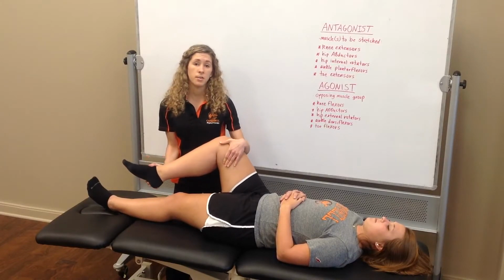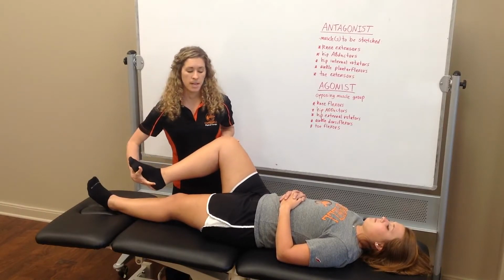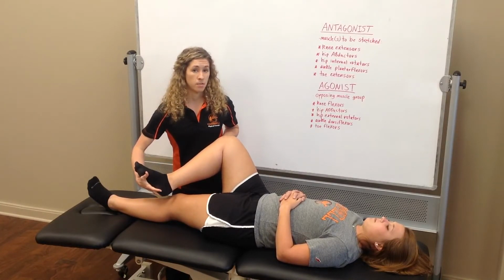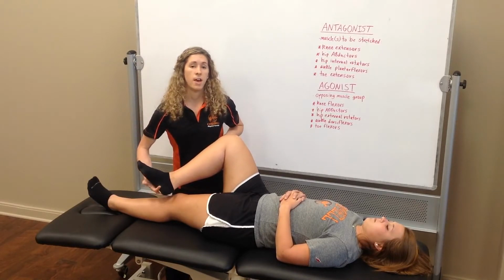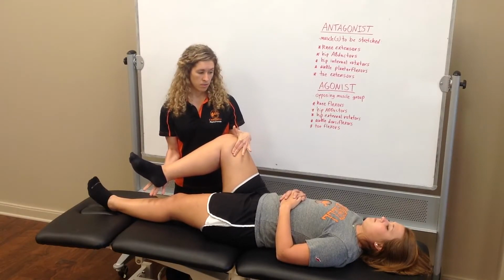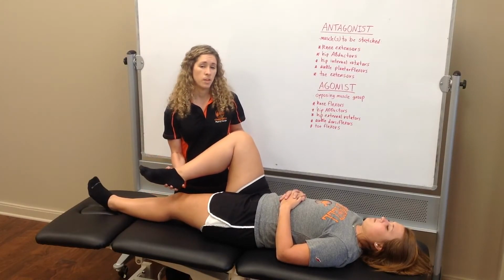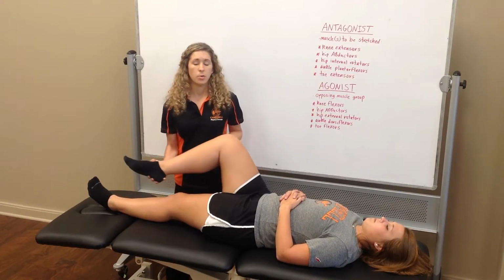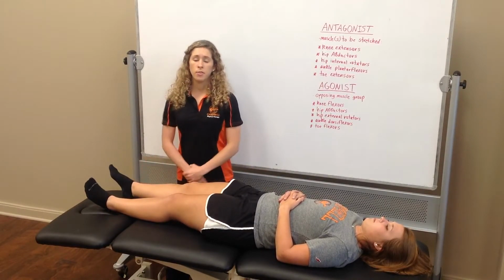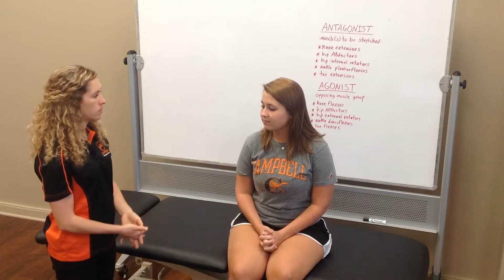Then you'll tell them to completely relax. And as patient and practitioner completely relax, you then take the patient passively further into the antagonist pattern. Then you will repeat the process of having the patient go into the opposing muscle group pattern, relax, and then passively take them further into the antagonist pattern. You will repeat this process until you feel that no further range of motion can be gained from the contract-relax stretch technique.